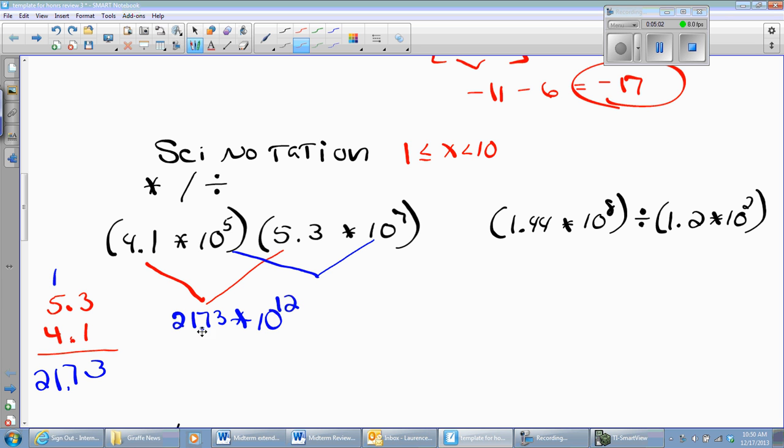single digit number. So I'm going to move this decimal point by dividing by 10 here. It'll cause the decimal point to move, but if I divide by 10 on the coefficient, I have to multiply by 10 on the base. So I'm going to get 2 and 173 1,000ths times 10 to the third.